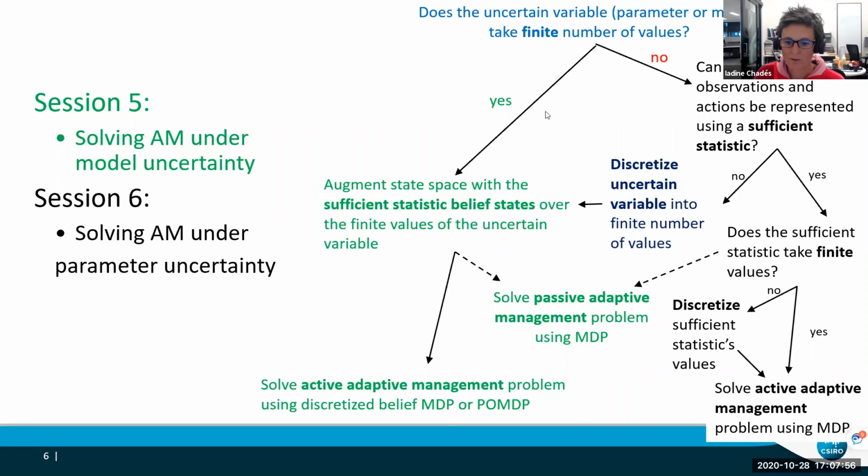And so session one focuses on that green part. Session two will focus on the other part. Well, session 6, sorry, focuses on that. So Paul will talk a little bit more about that. And I have this area here that is in blue, which actually allows you to switch from, let's say, the infinite or parameter uncertainty side to the model uncertainty side. So you can solve a parameter uncertainty adaptive management problem as a model uncertainty adaptive management problem. So we'll talk about that too.